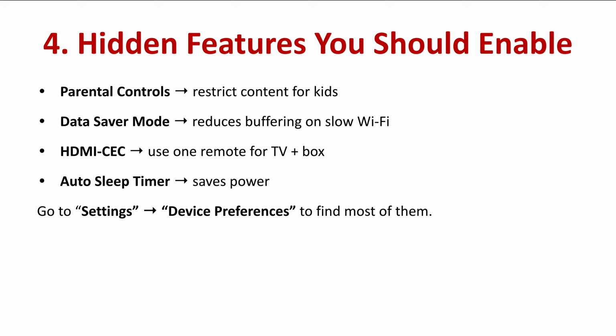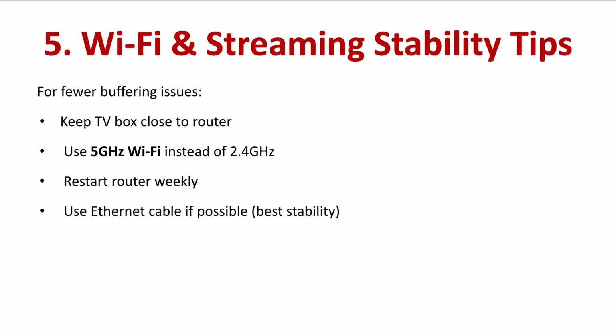Fourth one is hidden features you should enable. Parental control, restrict content for kids. Data saver mode, reduce buffering on slow Wi-Fi. HDMI CEC, use one remote for TV plus box. Auto sleep timer, saves power. Go to settings, then device preference to find most of them.